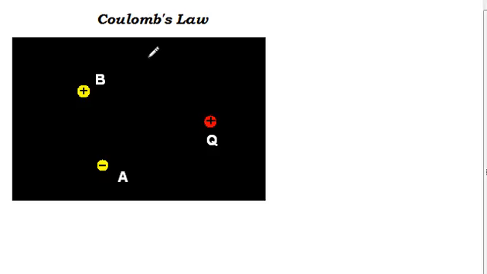Now say you have a system like this where you are given three charges, one placed at A, another at B, and the third charge, which is a red charge, at Q, and you want to find the force on Q. To find the force on charge Q, since we know Coulomb's law now, we can apply Coulomb's law, which means we find the force on Q due to A and then find the force on Q due to B, because Coulomb's law gives us the force between two charges.